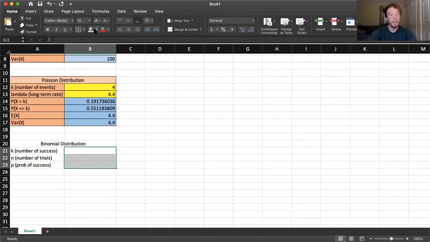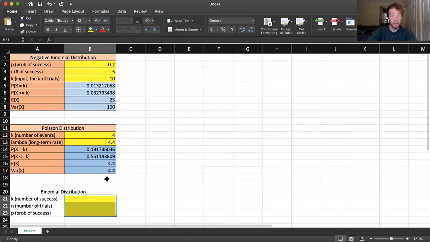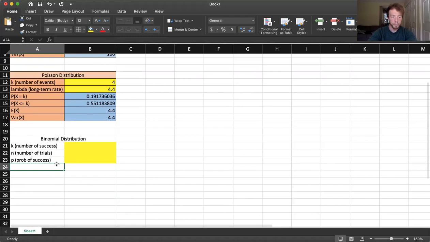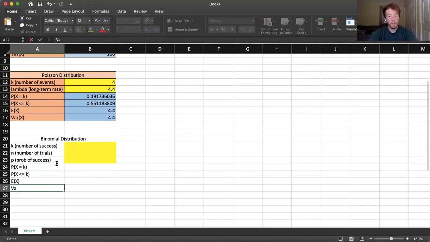So again, I'll make these yellow so we know you only change things in yellow, you never change things in blue. And then what might I want to know? The probability that I observe k successes in n trials, the probability that I observe k or less successes in n trials. The expected value of x might be interesting, and so might the variance.